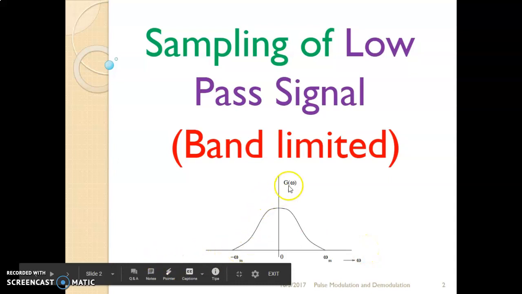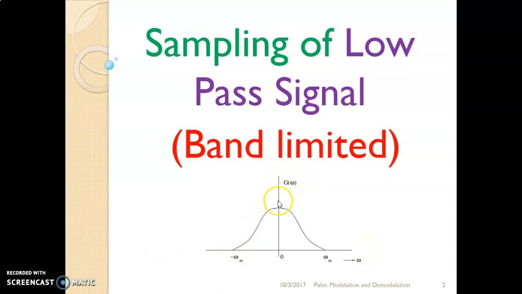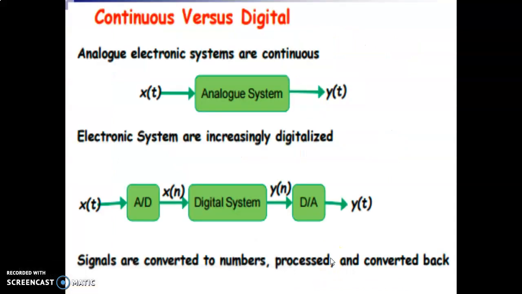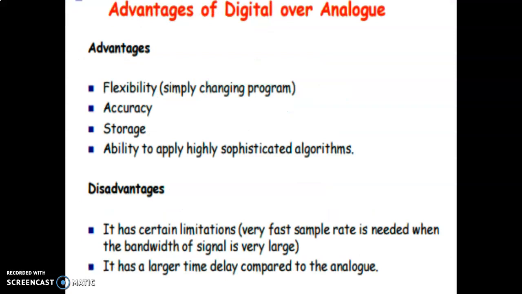So there is some signal which is denoted by X of omega, whose frequency is band limited from minus omega m to omega m, and therefore this particular signal is called a band limited signal. Now when we talk about the continuous time or analog signal versus the digital signal, digital systems always have the advantage, and nowadays all the systems are working on digital processes, digital systems.